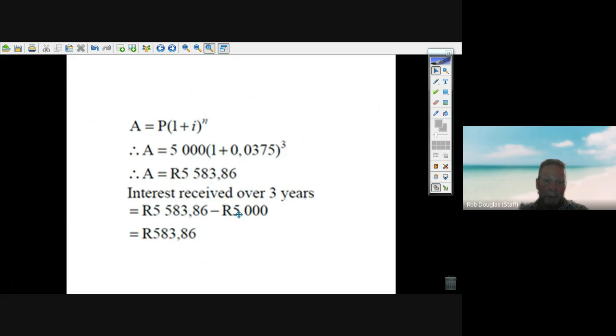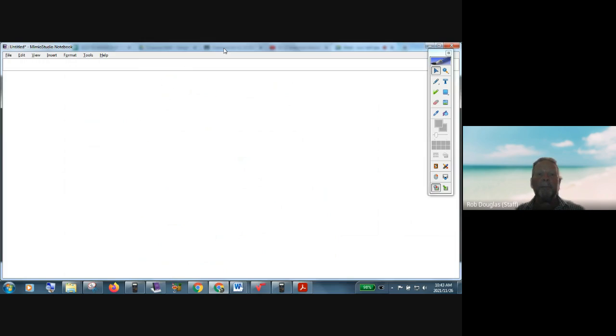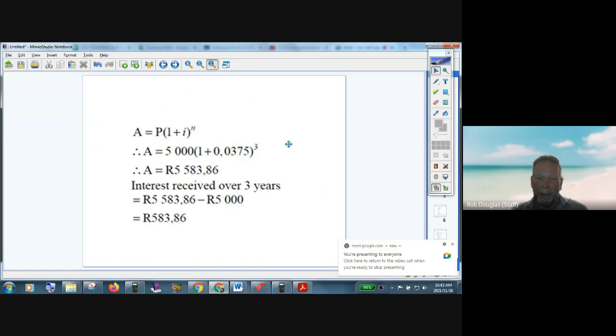The interest you receive, you subtract the 5,000, you made 583, a little bit more interest than you made with simple interest. And the longer the years get, the more money you make. Okay, that's our introduction to simple and compound interest. There you go.